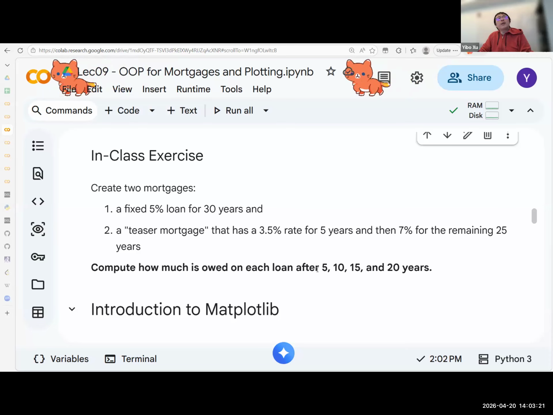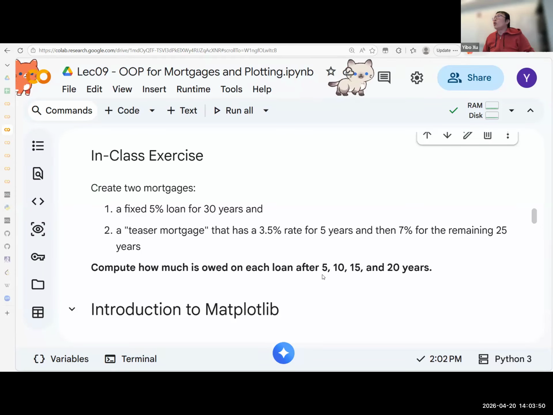But for now, think about how to compute after 5 years, 10 years, and 15 and 20 years. What's gonna be the amount owed? So what do you think? How do you get these numbers after 5 years, 10 years, 15 and 20 years? What do you think? So that's basically calculating the principal at certain time points, right?